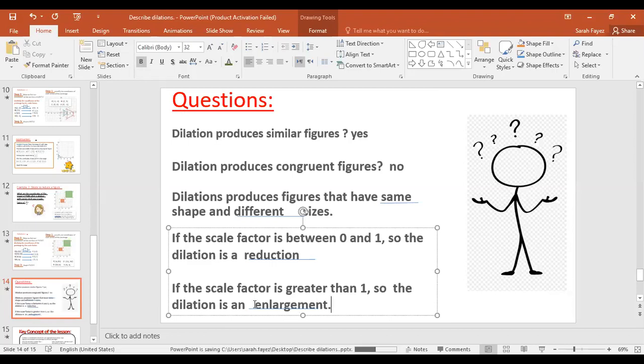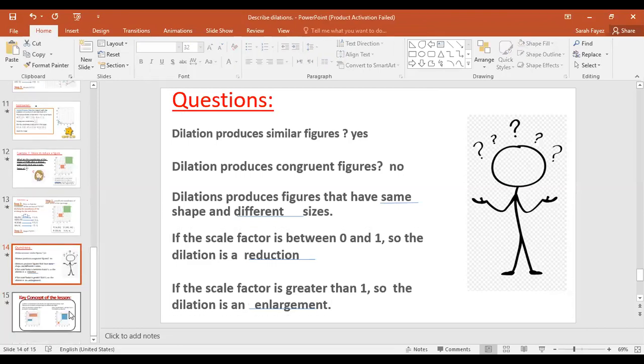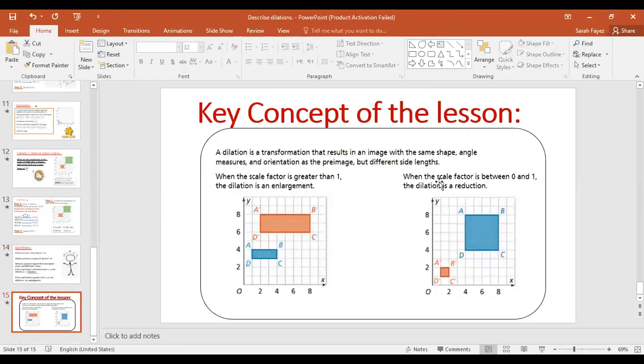Is the lesson clear? Is it hard or easy? Yes, it's easy. Here is the key concept of the lesson. When the scale factor is greater than 1, it's an enlargement. When the scale factor is between 0 and 1, it's a reduction. Orientations, angles, shapes are going to be the same. The only thing that is different is side length.